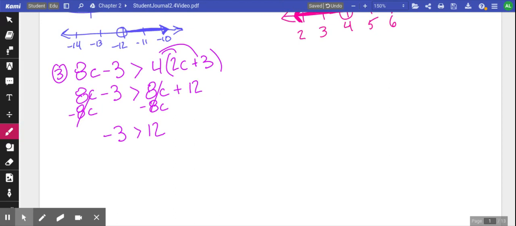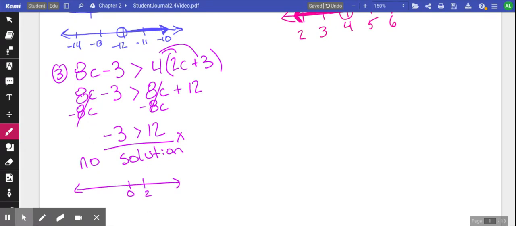It's similar to the equation. We've now canceled out our variable. So now you have to think, is this inequality true? Is negative 3 greater than 12? No, it's not. So here we get no solution. If I ask you to graph something that's no solution, the graph would just be a number line, a blank number line with nothing filled in because there are no numbers that satisfy the inequality.